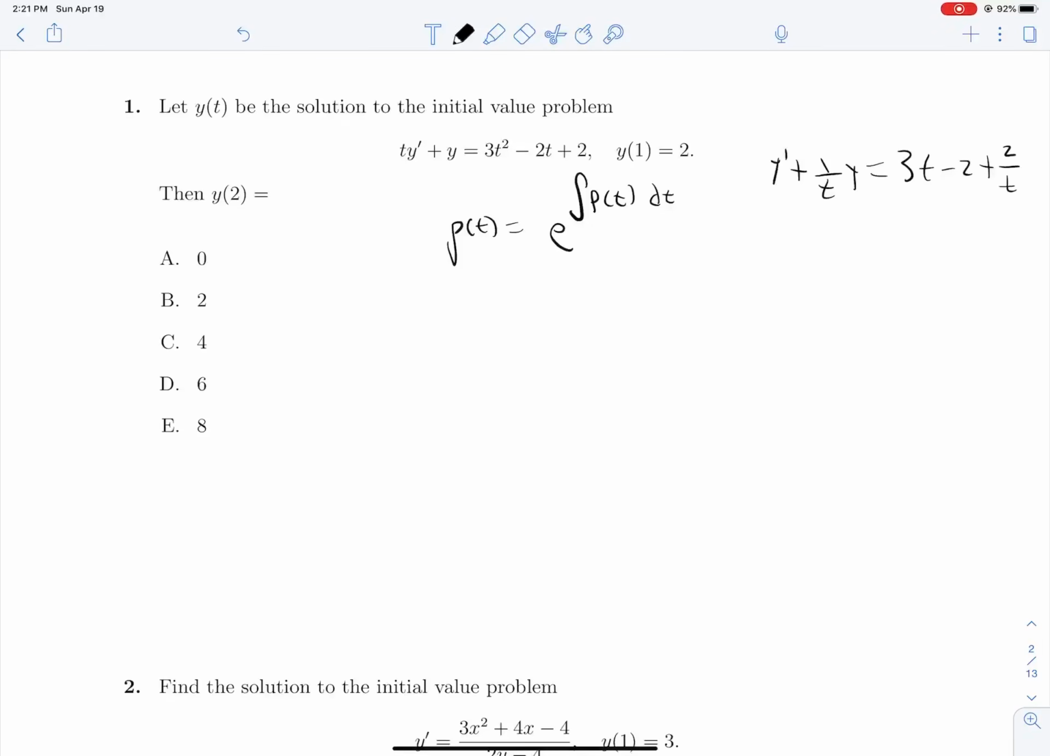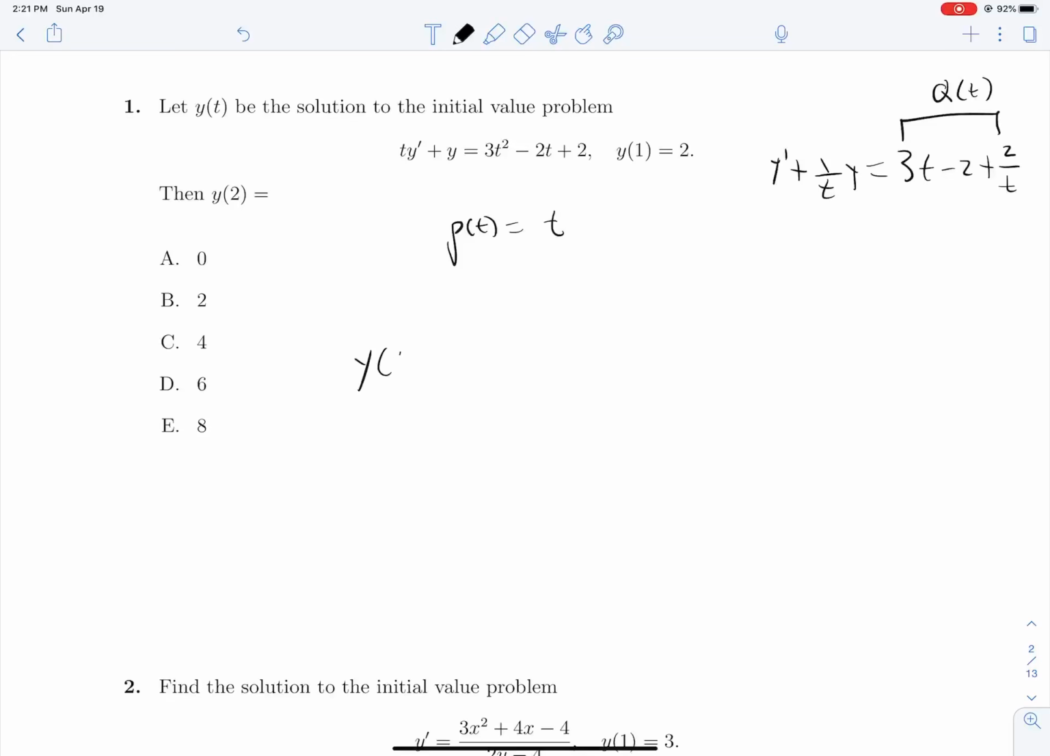And this term here is q of t. We'll need that in a second as well. So this rho of t, we're taking the integral of p of t, that's the integral of 1 over t. We will get ln t, and e to the ln t is just t to the first power.